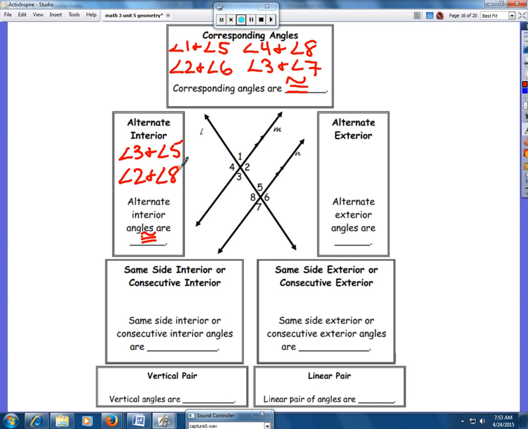Alternate exterior are outside the parallel lines. Those are also congruent. So far, corresponding, alternate interior, alternate exterior. So the alternates and the corresponding are congruent. So 4 and 6, and angle 1 and angle 7. Okay, and then we also have our same side interior. Both the same sides are actually supplementary.